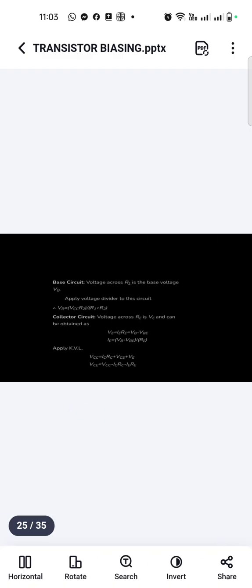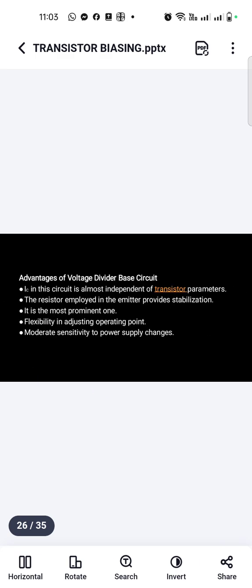Okay. Then the next one, here also the same procedure to find the stability factor. First apply KVL to the input side for finding IB, and apply KVL to the output side for finding the output side. Okay. Then advantages. What are the advantages of voltage divider bias? IC in the circuit is almost independent of transistor parameters, and the resistor employed in the emitter provides stabilization. Its most prominent one, flexibility in adjusting operating point, moderate sensitivity to power supply changes.